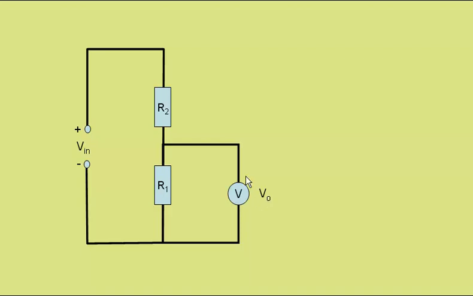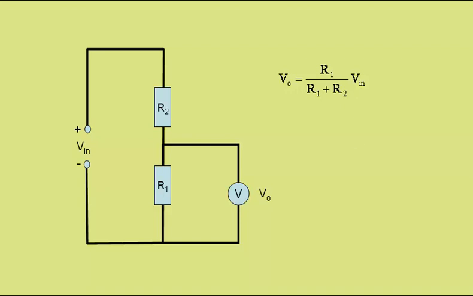Now this is just the share of the total potential difference, and so we find that VO is given by resistor 1, the resistor it is placed over, divided by the total resistance, resistor 1 plus resistor 2 in this circuit, multiplied by the input potential difference.